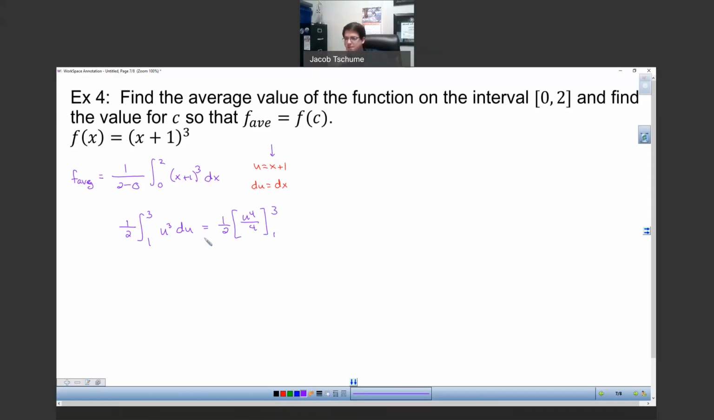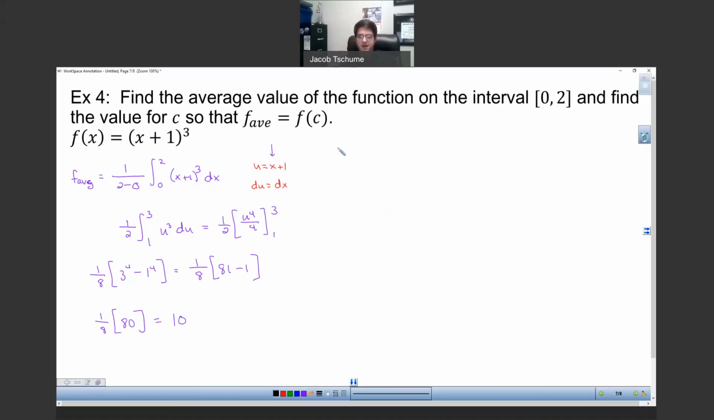I can factor that 4 out front to make this a 1/8, and then inside the brackets, you will have 3 to the fourth minus 1 to the fourth. So this is 1/8 times 81 minus 1, which is 1/8 times 80, which means we have an average value equal to 10.